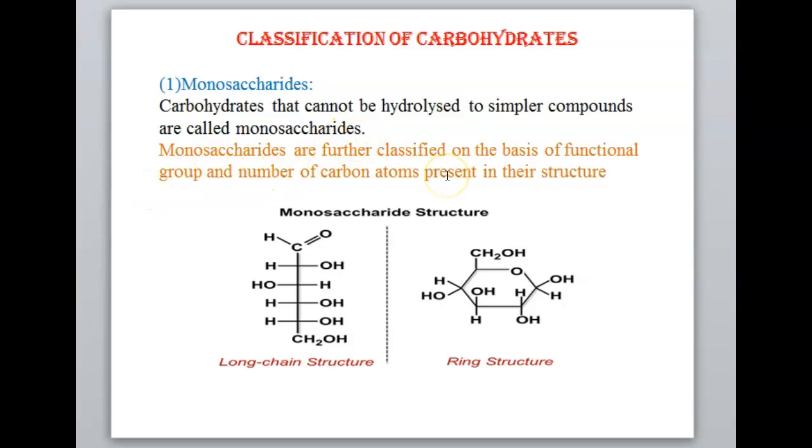Monosaccharides are further classified on the basis of the functional groups and the number of carbon atoms present in their structures. You just see this simple structure of the monosaccharide sugars, in which the long chain structure as well as the ring structure is there. This is the long chain structure and this is the ring structure. Okay, these are the monosaccharide sugars, and these monosaccharides are further classified on the basis of the functional groups present in the structure as well as the number of carbon atoms present. We will see this in the next slides.